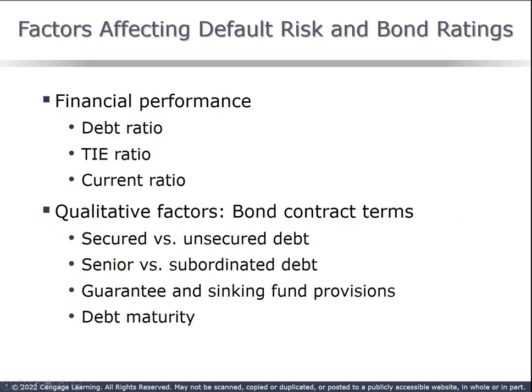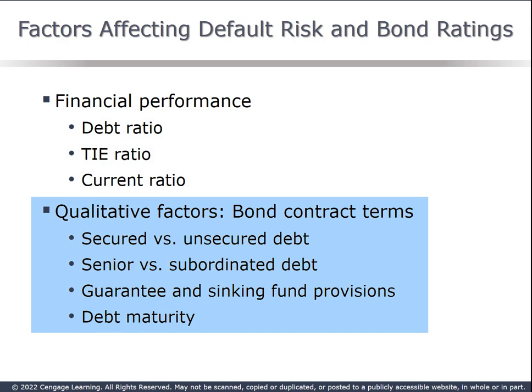Bond rating agencies look at many of the same factors that stock analysts evaluate, but with a slightly different focus. Stock analysts focus on growth potential. Bond analysts are concerned with long-term stability and the firm's ability to meet its contractual obligations. Financial performance metrics would include the debt ratio. How much debt is the firm already using? TIE, are they earning enough to make the interest payments? Current ratio, do they have enough liquid assets to make coupon payments?